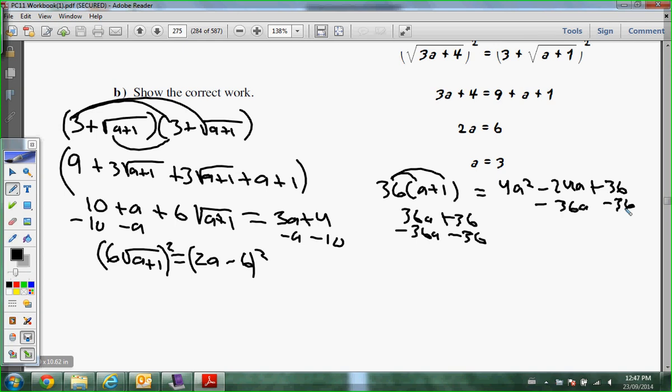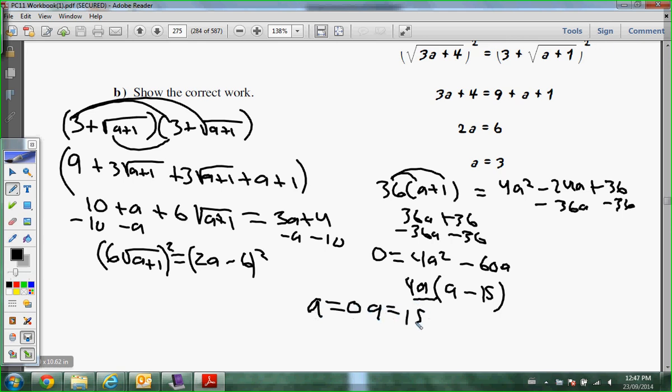So what happens is, on this one it works out, our constant goes away. So we're going to have 0 equals 4a squared minus 60a, and the other part went away. So what can we do at this point? Take out a 4a. Good. You can GCF. So the 4a comes out. That gives me a minus 15. So now you can see your two answers. A is 0, and A is 15. Those are our two answers, and we have to verify them.